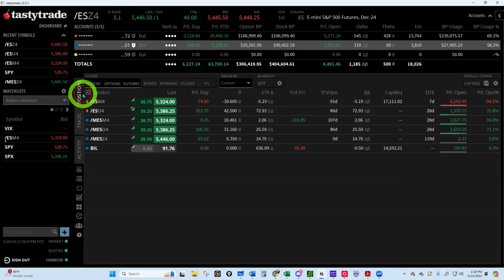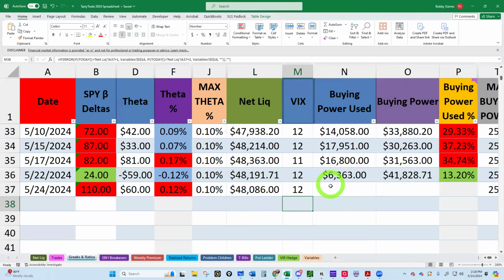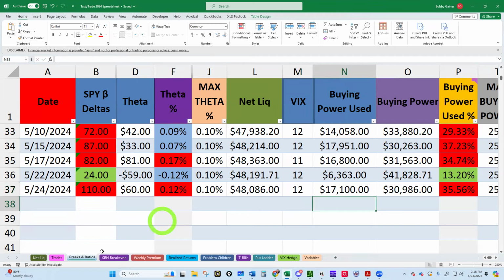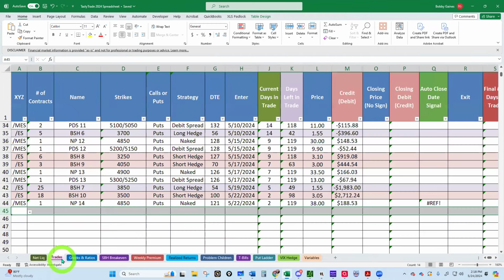Our positions. We don't count the bill, of course. So we count the 17,100. I'm gonna kill that fly if he don't leave me alone. 17,100. And let's see if we've had any trades to go in since the last time.